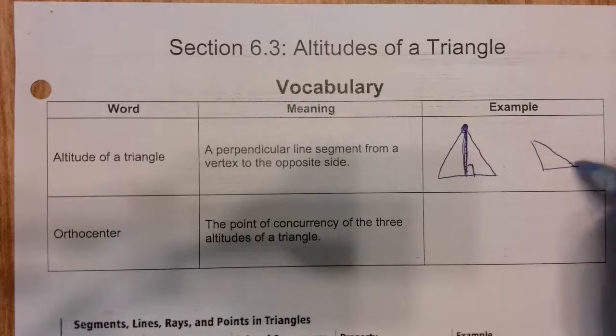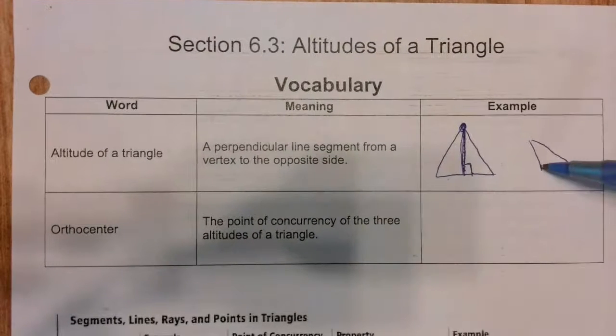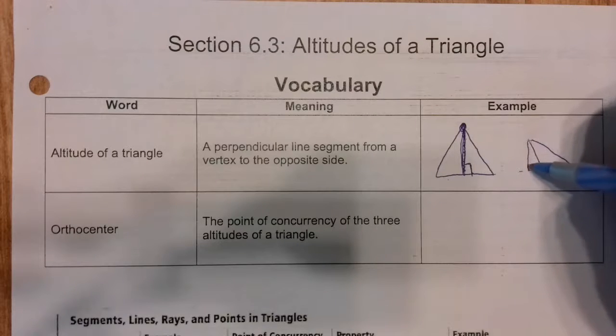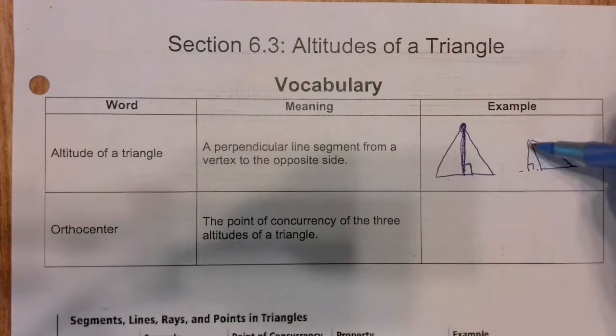The tricky thing with altitude is that if your triangle is kind of tilted to the side, the altitude is the line that may not even be in the triangle, but it is at 90 degrees and it does go through a vertex.